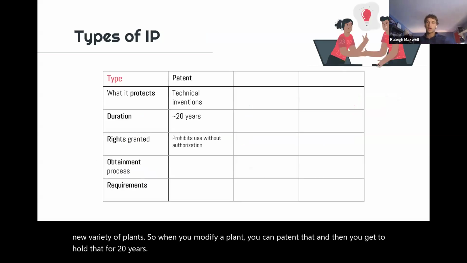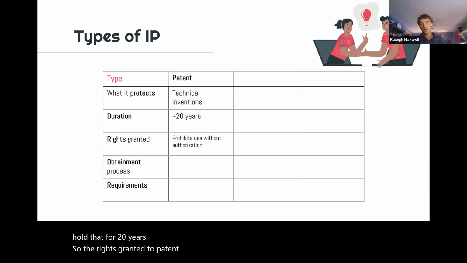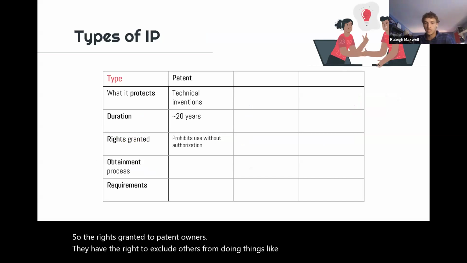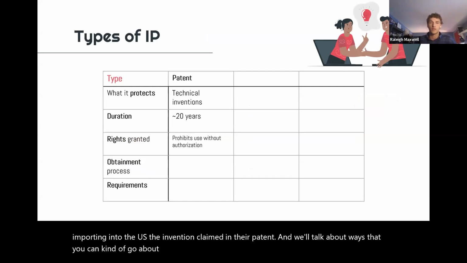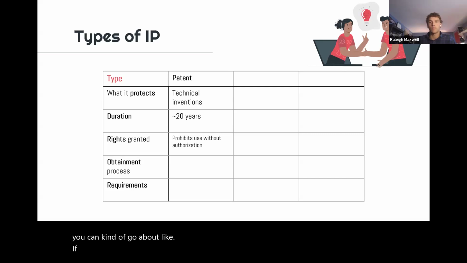The rights granted to patent owners: they have the right to exclude others from making, using, selling, or importing into the US the invention claimed in their patent. And we'll talk about ways you can remedy it if people are infringing on your patent. We'll talk about that in a second.